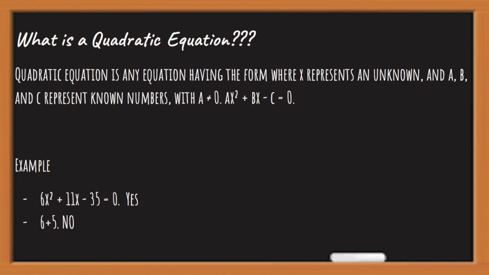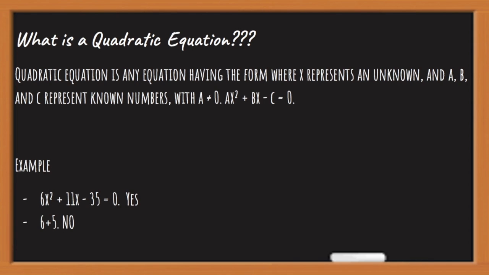A quadratic equation is any equation having the form ax squared plus bx plus c equals 0, where x represents an unknown and a, b, and c represent known numbers, with a not equal to 0. The simplest form of quadratic equation is ax squared plus bx plus c equals 0.